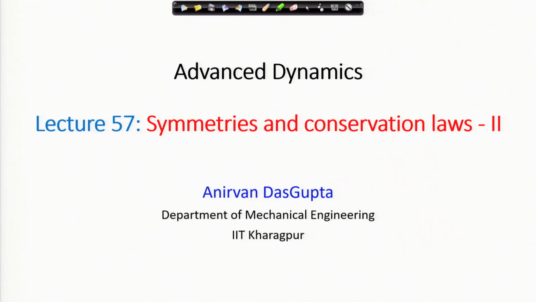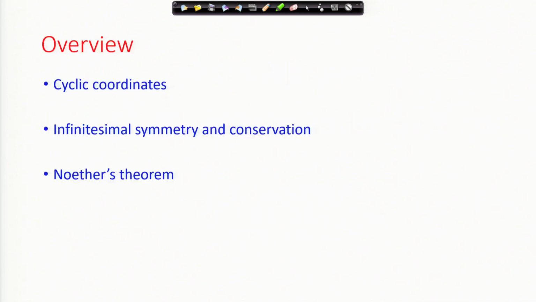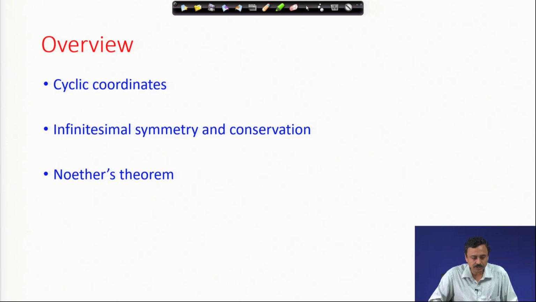In this lecture, I am going to continue further with symmetries and conservation laws. This is the overview of what we are going to discuss in this lecture. We are going to introduce this concept of cyclic coordinates. In a moment, we are going to see what they are. We are going to discuss infinitesimal symmetry and the corresponding conservation, which goes by the name Noether's theorem. E. Noether was a famous mathematician in Germany, who came up with this idea of symmetry and conservation.